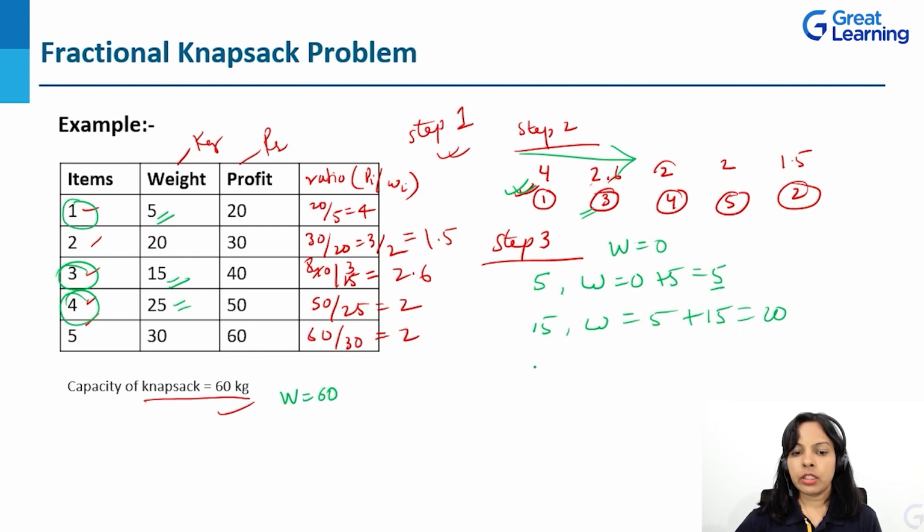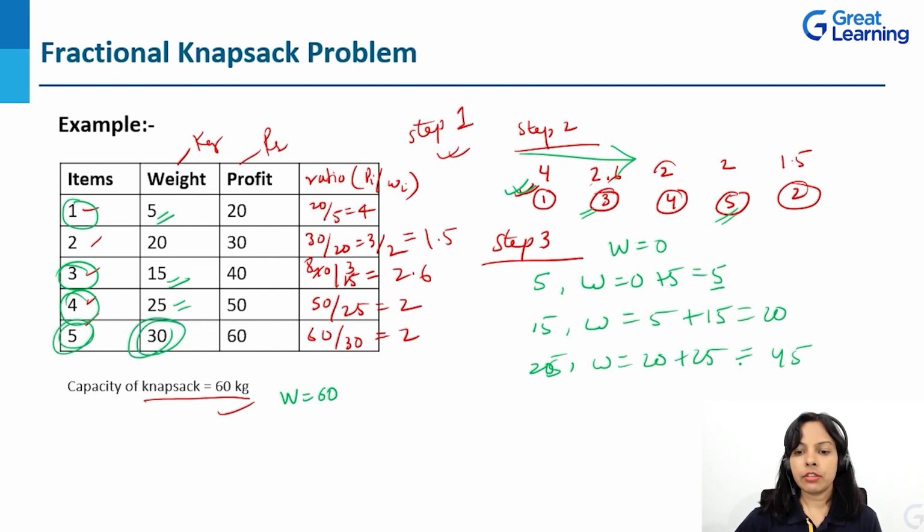The next element to select is the fourth element, which has a weight of 25. So 20 plus 25 is selected. The new weight is 20 plus 25, which is 45. Still 45 is less than 60, so I can select more items. The next item to be selected is the fifth one, which has a weight of 30.